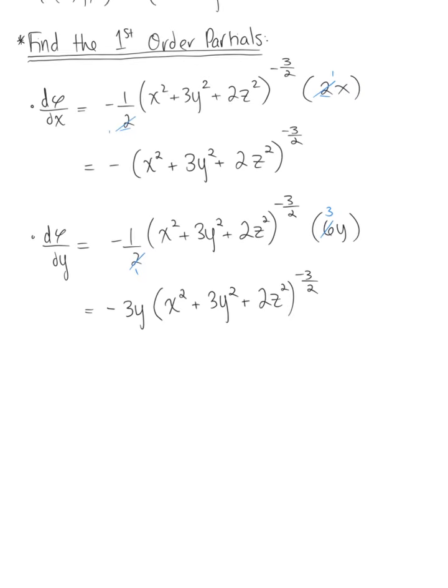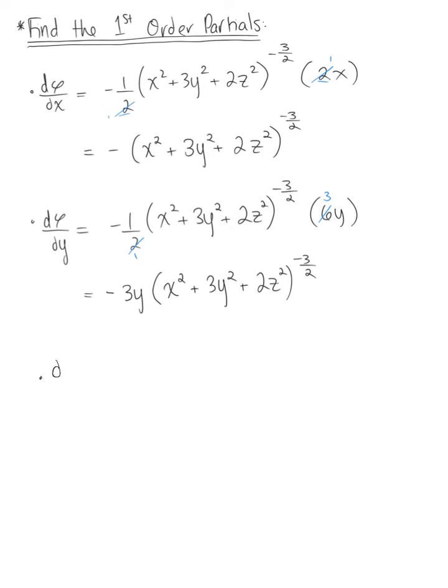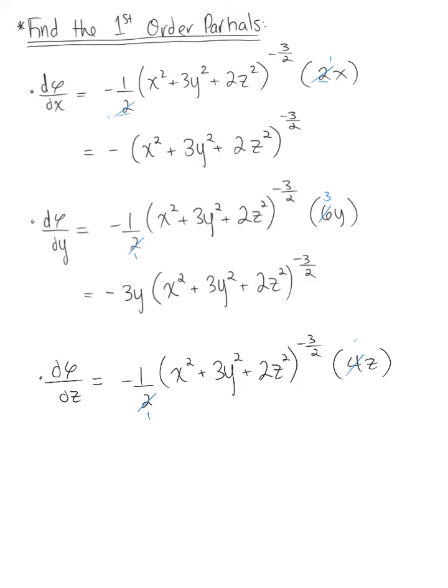And last but not least here, we have the partial derivative of phi with respect to z. And again, applying that chain rule, we have negative 1/2 multiplied by x squared plus 3y squared plus 2z squared, all raised to the negative 3/2, multiplied by the derivative of the inside with respect to z. And simplifying, we know 2 goes into 4 2 times, leaving us with that beautiful final answer of minus 2z multiplied by x squared plus 3y squared plus 2z squared raised to the minus 3/2.